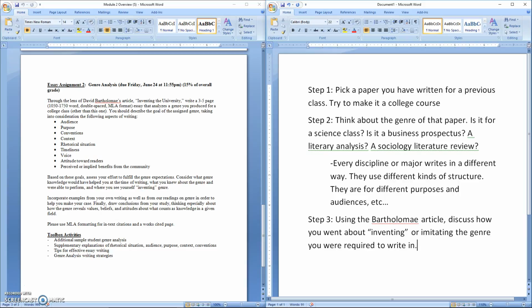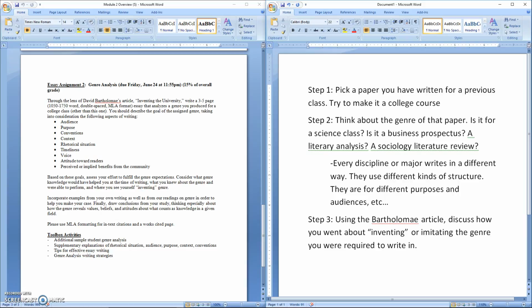So really, when you're expected to write a science paper for a science class, and this is what the Bartholomew article talks about, you're sort of expected to write as if you were a scientist. When you're writing a business prospectus or a business proposal, you're sort of expected to write as if you're someone already in business. Likewise, for a literary analysis, you're expected to write as if you already know something about literature and you can sort of converse with other people who know things about literature.